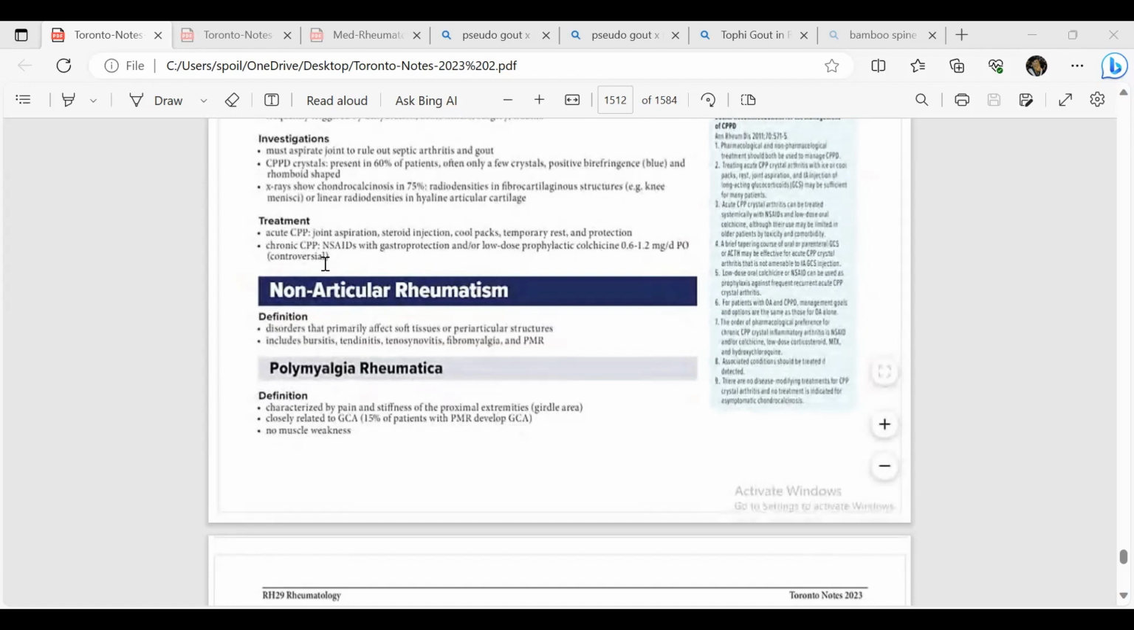And in chronic disease, we give NSAIDs with omeprazole or another gastroprotection, and we will give low-dose colchicine, but that is controversial. So now we will start the MCQs.